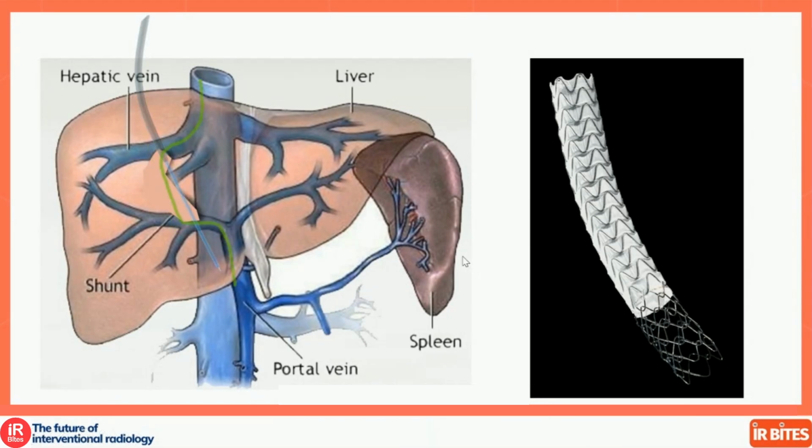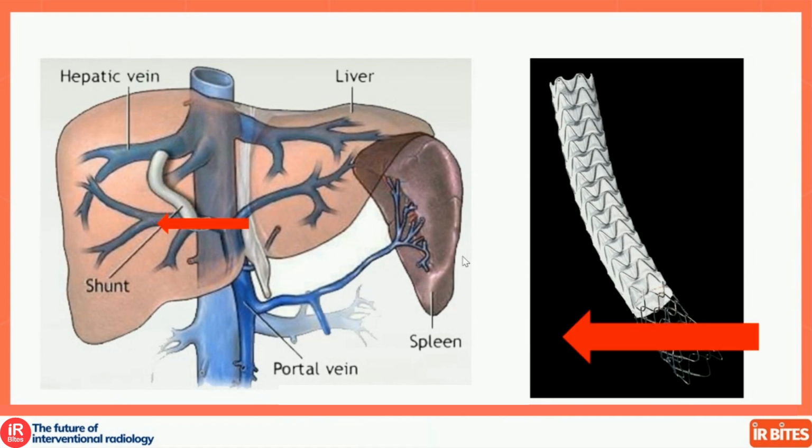So we create the channel. The current really goes from the right atrium through the hepatic vein, through the liver, and into the portal vein. And then we deploy a stent across it. This stent has this open bit that's at the portal side. So this means that there's still blood flow able to go from the portal vein into the liver, but some of the blood is diverted up. So this overall reduces the portal hypertension.